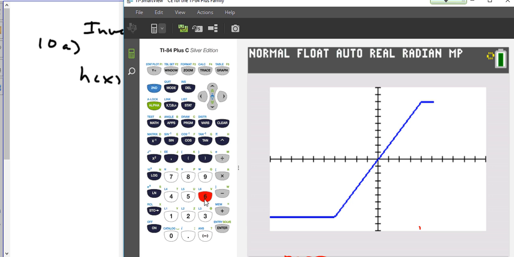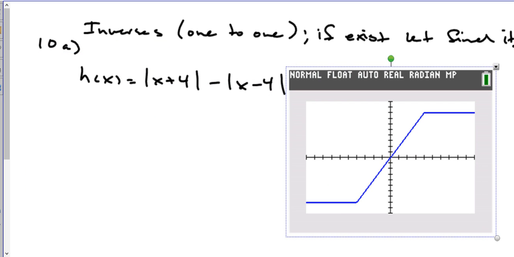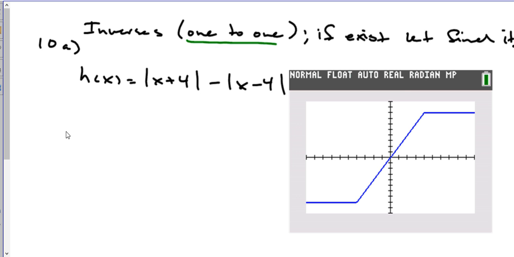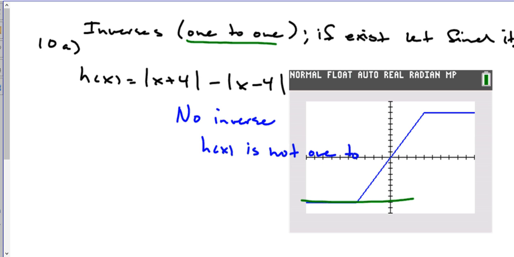All right, so in our graph right here, we can see that this graph, if it's 1 to 1, then it has an inverse. So does this pass the vertical line test? Well, first off, yes, it does pass the vertical line test. However, does it pass the horizontal line test? This is a horizontal line. This is a constant. So because that does not pass the horizontal line test, the answer is no inverse. H of x is not 1 to 1.